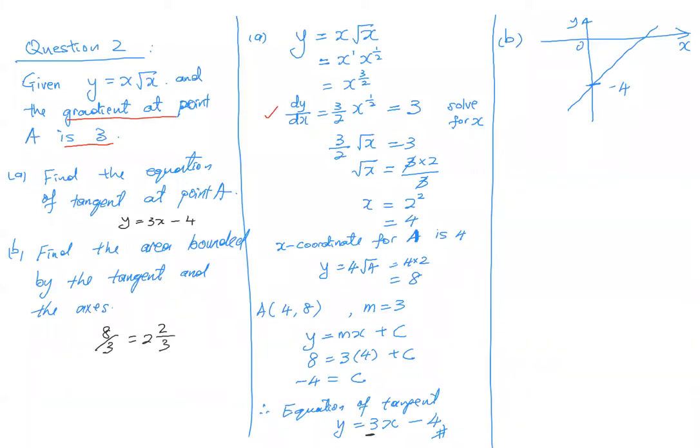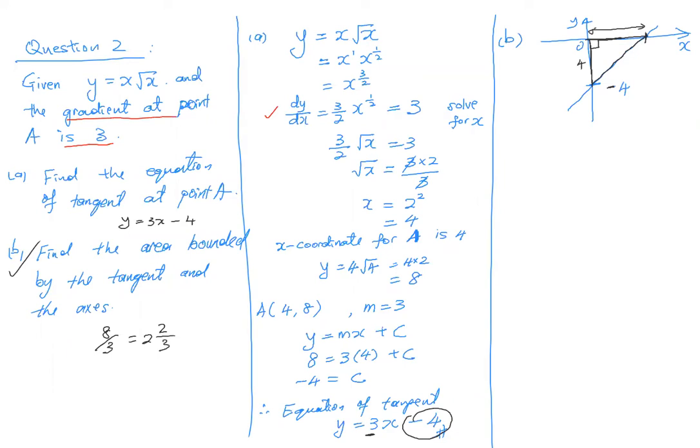Yes, because the gradient is positive, so it's going up. And the y-intercept, this is the y-intercept, is -4. So you see, these are the axes. So I want this part, area for this triangle. That is the meaning of part B. So here is the right angle. So I know that this distance is 4 units. So I have to know this distance.